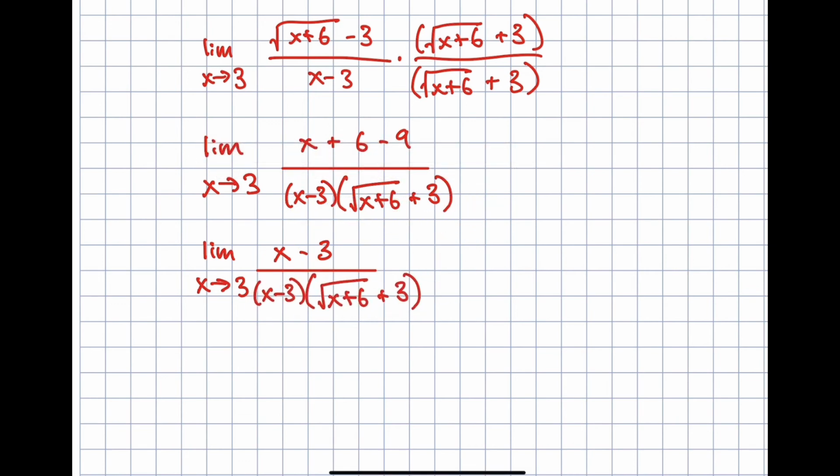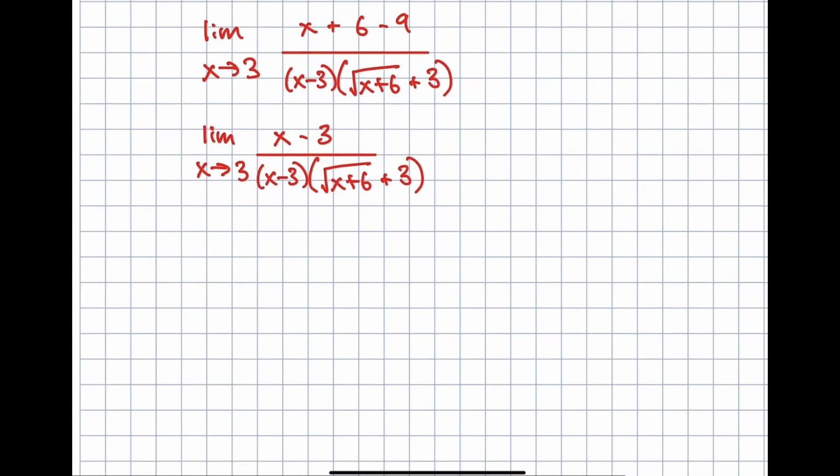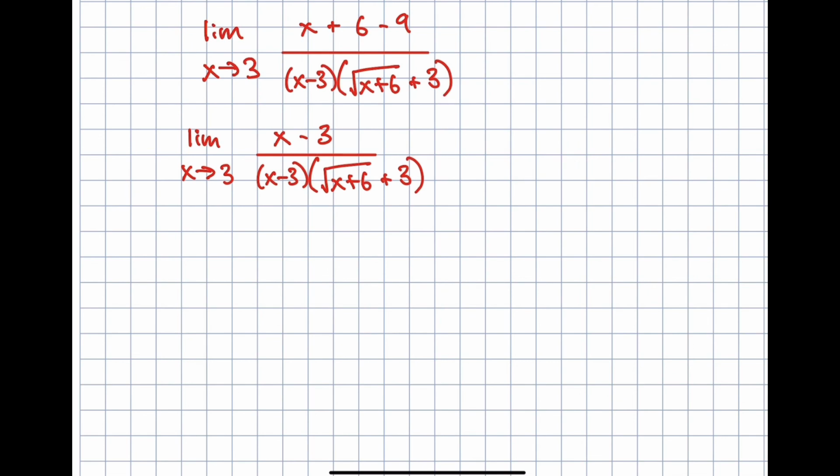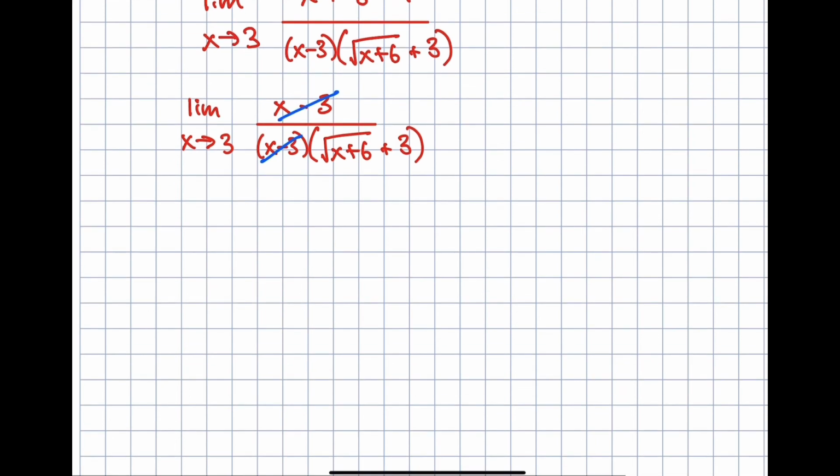All right, so from here, the nice thing that happens is, we notice we've got an x minus 3 on our numerator and an x minus 3 on our denominator. And what that allows us to do is just cancel those out. So if I cancel them out, I now end up with the limit as x goes to 3 of 1 over the conjugate term that we multiplied on earlier.